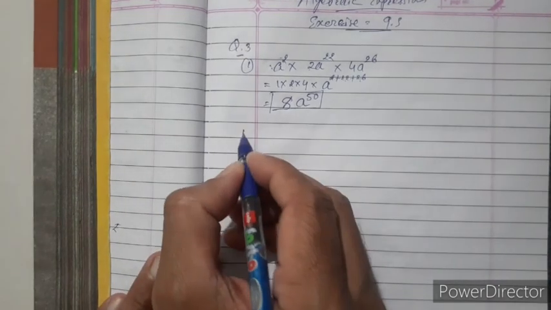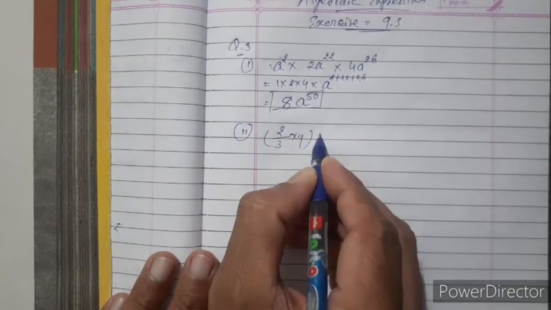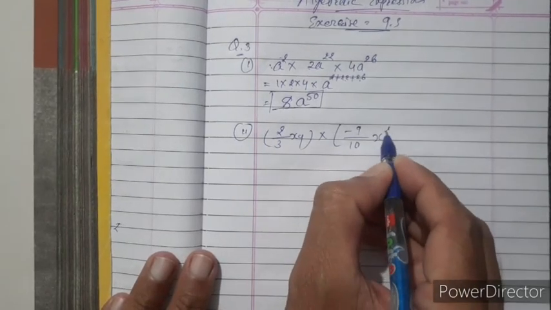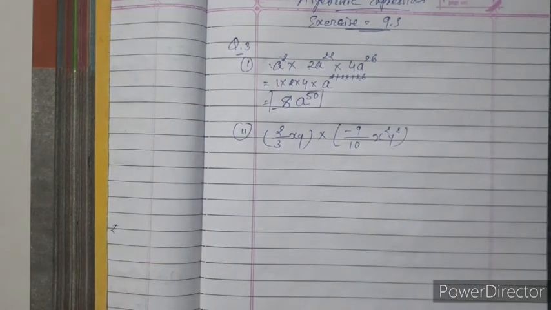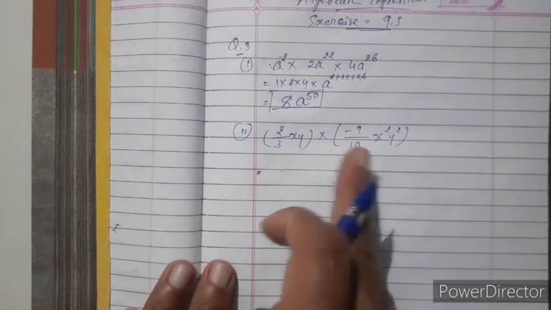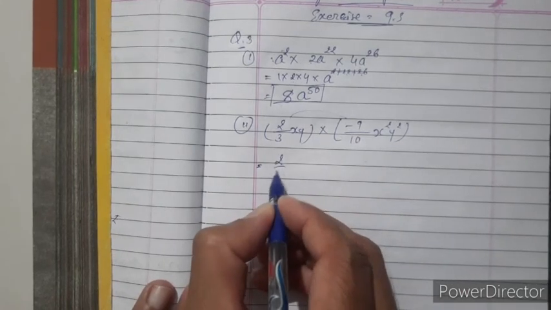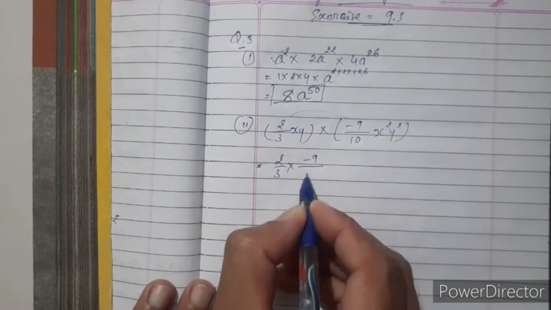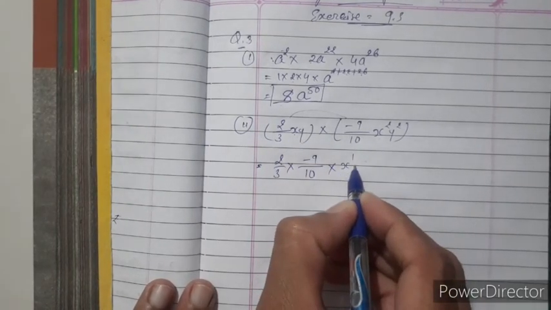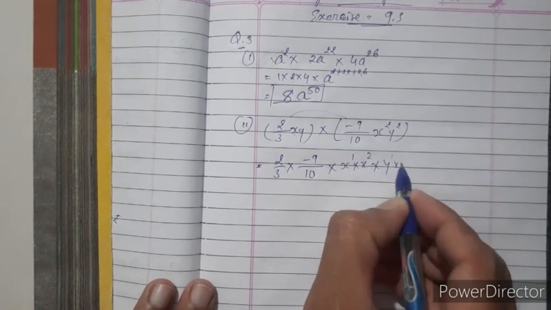Number 2, look, that is 2 divided by 3xy into minus 9 upon 10 x square y square. You can directly multiply them. Otherwise, if you have any confusion, multiply number with number, means 2 divided by 3 into minus 9 upon 10, then x with x, x to the 1 into x to the 2, and y to the 1 and y to the 2.